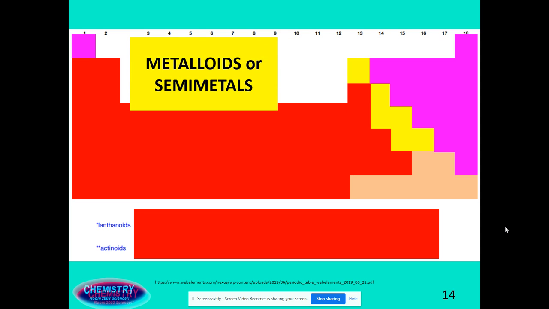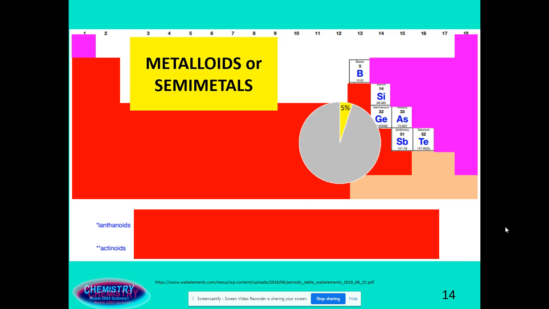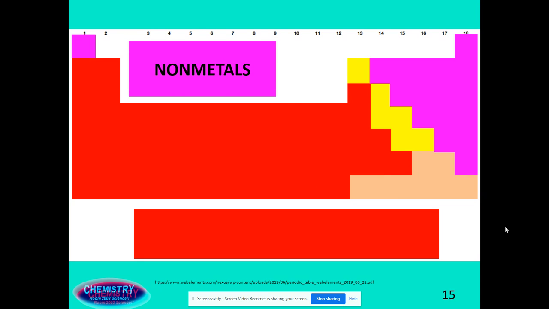The yellow highlighted category is the metalloids or semi-metals. There are only 6 of them, and they form this stair step, kind of dividing the table into a left portion and a right portion. And when you run the numbers, those 6 make up about 5% of the total. The third major category is the nonmetals.